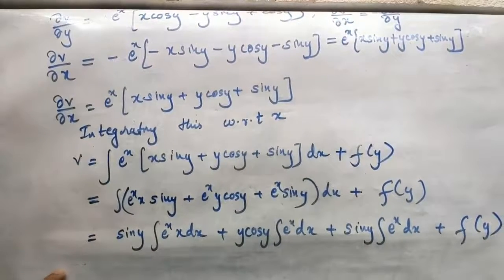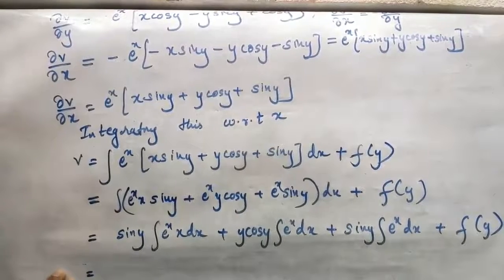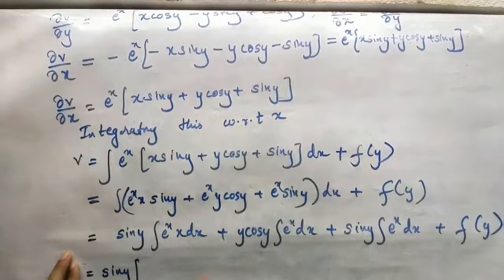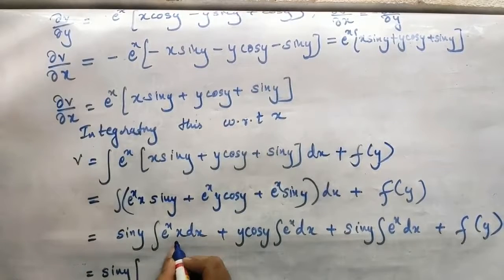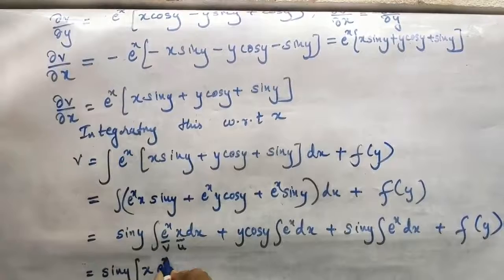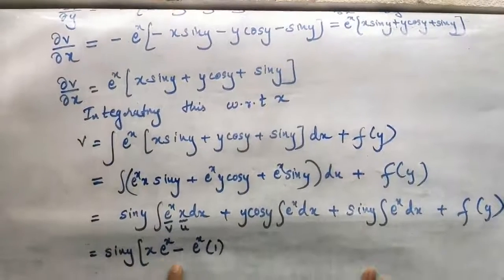Now this is equal to sin y as it is. Now this you know how to integrate by Bernoulli's rule. Yes, this is vanishing, so this is u, this is v. So first x as it is, integration of v is e to the power x, minus integration of again e to power x, it is e to power x, derivative of x is 1. You are done with the integration for the first term.